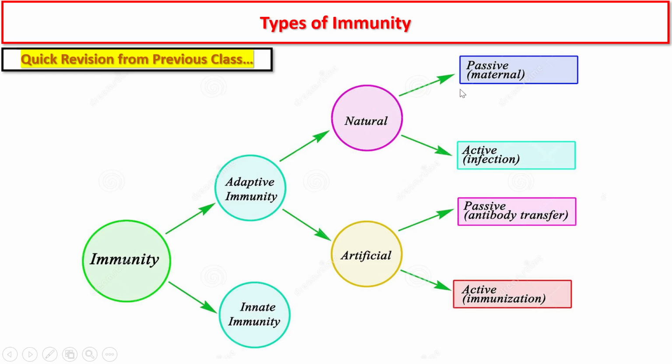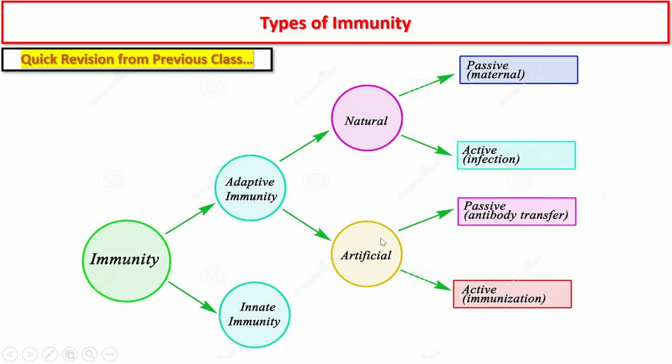So natural is further subdivided into active and passive. Active natural is when we are naturally getting infected from the environment with a pathogen, and we are developing some immunity, like getting the common cold and flu. Passive natural is when we get it naturally, but our body is not developing it on its own. We get it from our mother, like small babies getting it from their mother's milk. That is passive natural immunity.